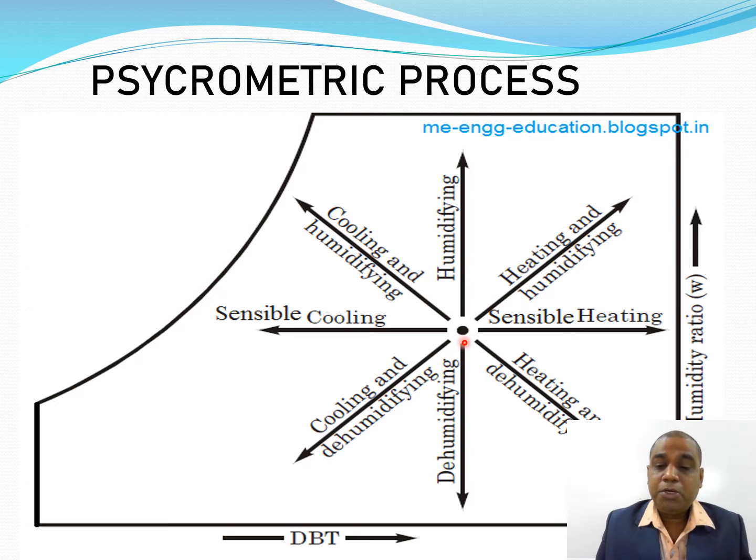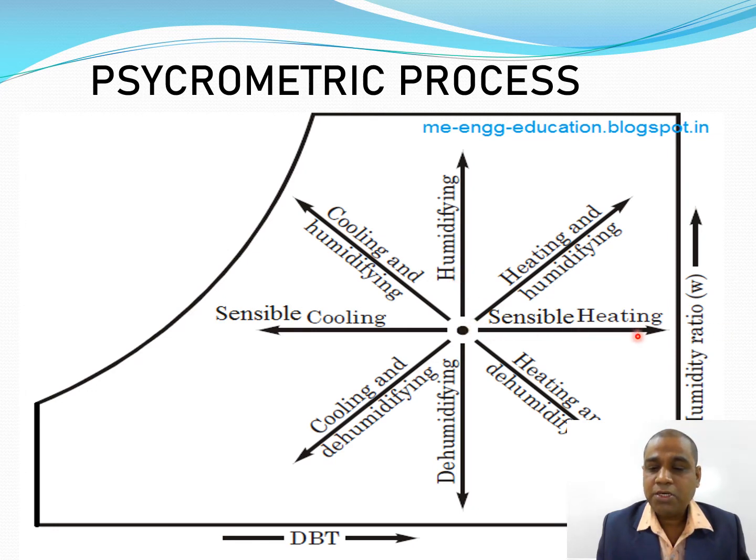So another process is humidification. Suppose in air, we want to increase the moisture present in the air. By spraying or a humidifier, we can add moisture to the air. At the same dry bulb temperature, this is suppose the initial point and this is the final point. The dry bulb temperature remains the same, but we are adding moisture.